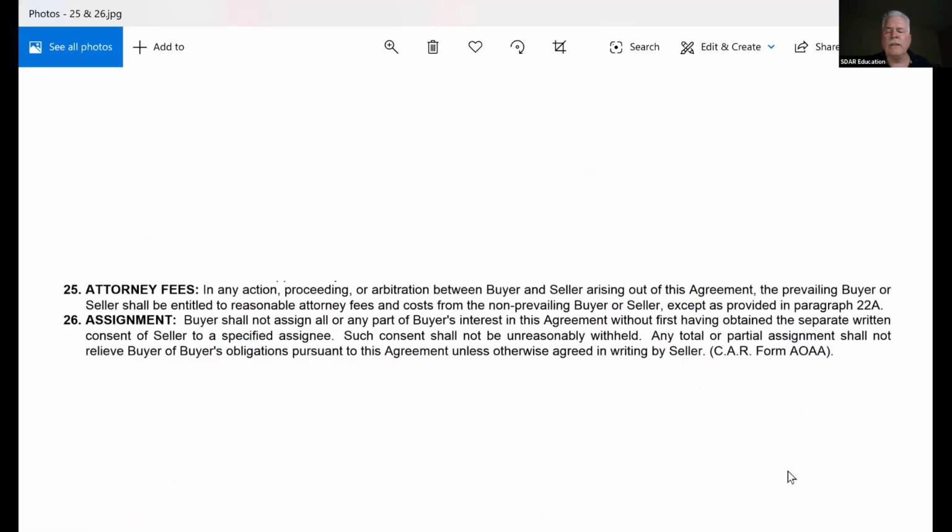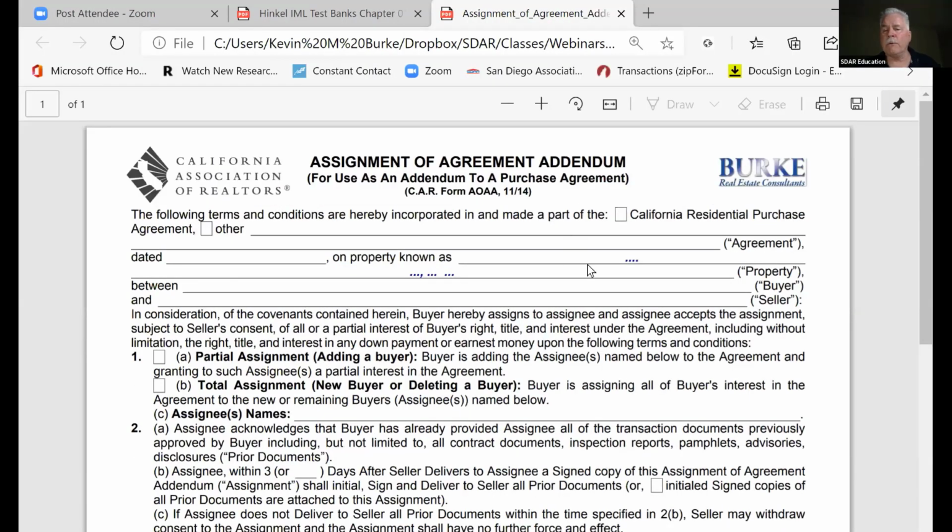All right, so that is my assignment, and I've already spilled the beans on the rest of it. So it shall not relieve the buyer's obligations pursuant to this agreement unless otherwise agreed to in writing by the seller. And there it is. That was my AOAA form. And so as I pull that form back up again, here it is. This is my AOAA form. Okay, everybody good?